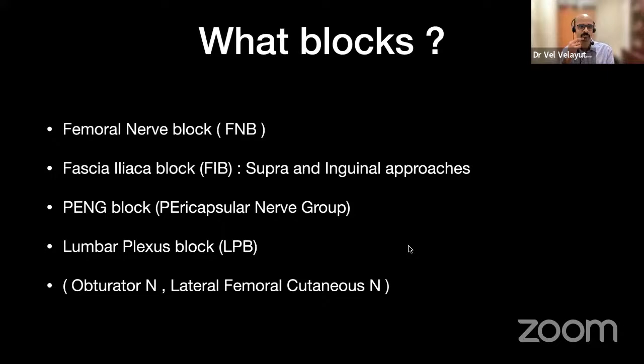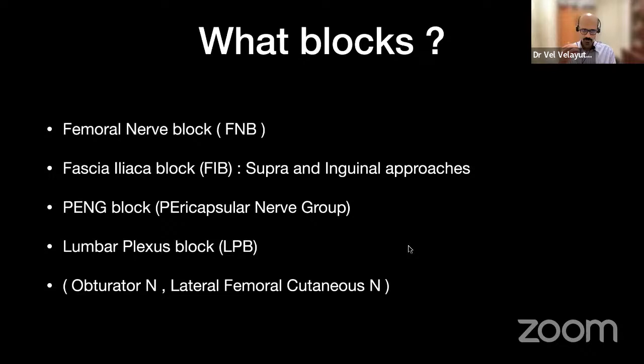Next one is the latest kid on the block, called the PENG block, which stands for pericapsular nerve group. This predominantly works for the front of the hip. And then the lumbar plexus block, which is something we can do. It's been in practice for a long time. It has its limitations, but it can be done. And then the other nerves which can be blocked are the obturator nerve and the lateral femoral cutaneous nerve, which we'll see some pictures of. So these are the ones we'll go through next.